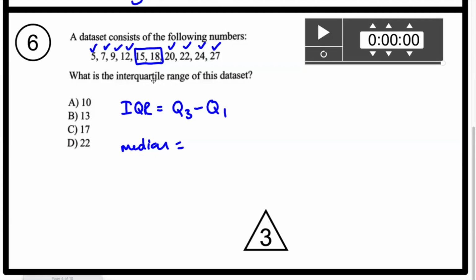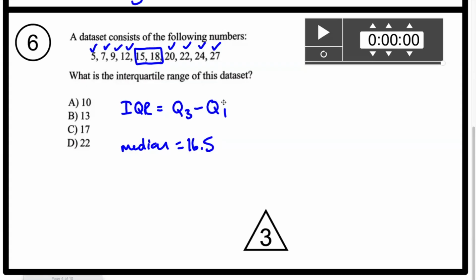So I don't need the median for this, but I still think it's worth going over. The median would be 16.5. It'd be the number that's in the middle of 15 and 18. You just add them up and divide by 2. So it would be 16.5.